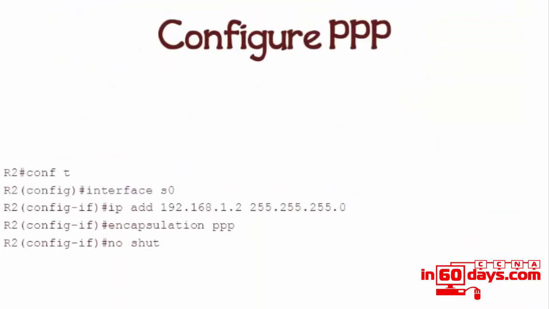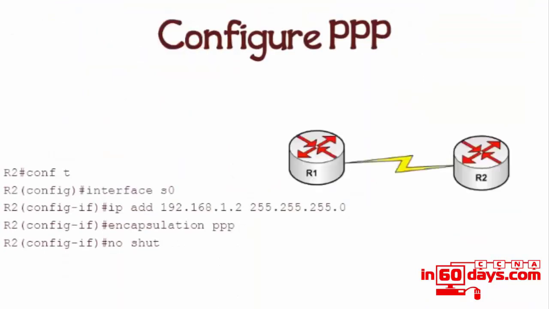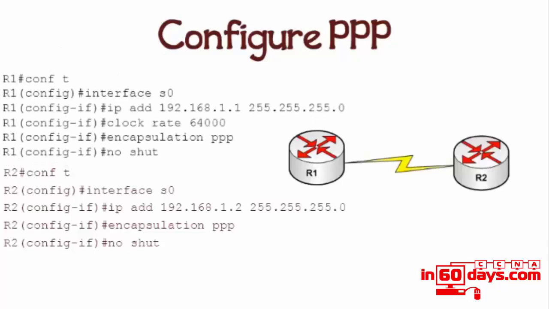Configuring PPP, things are appearing in the wrong order here, but never mind. So router 1, config t, go to your interface and add your IP address and a clock rate, and all you type is encapsulation PPP. The same for the other router: IP address, encapsulation PPP and no shut. That's all you need to do to change the encapsulation type. Now if you want to add passwords, then that's another couple of commands which we can come to.